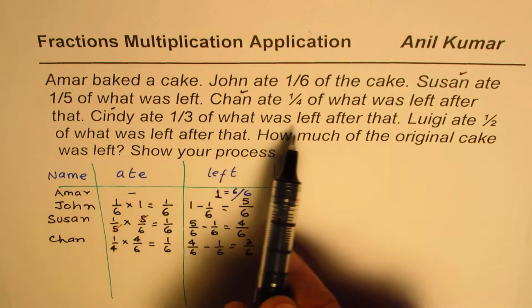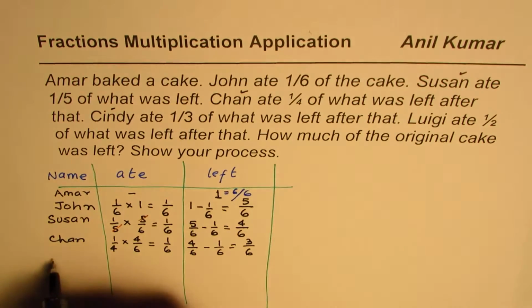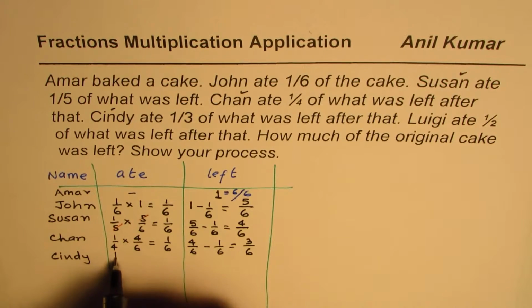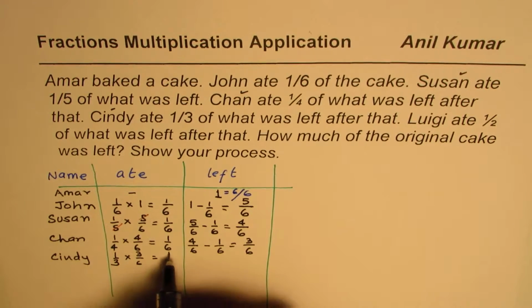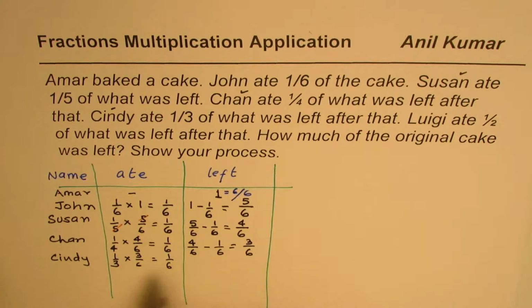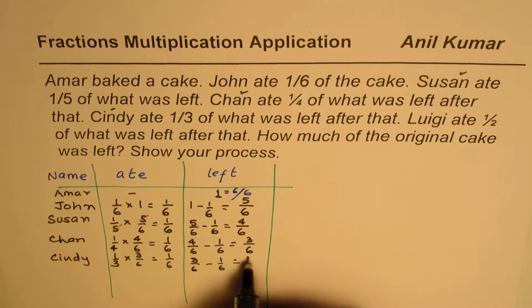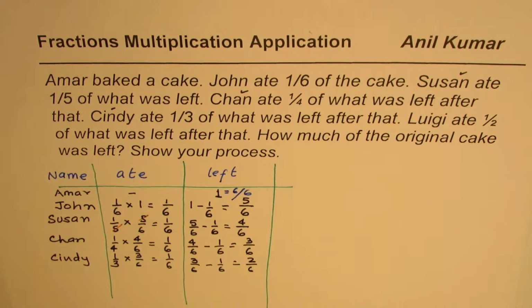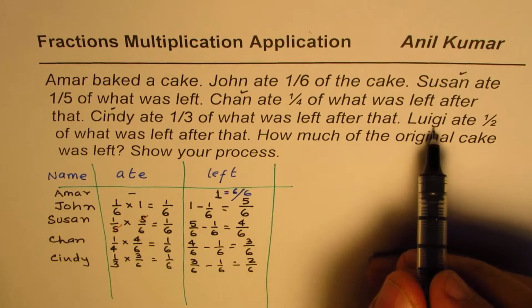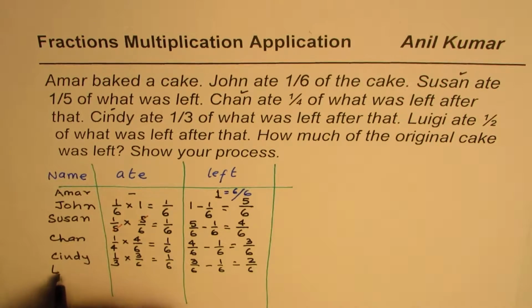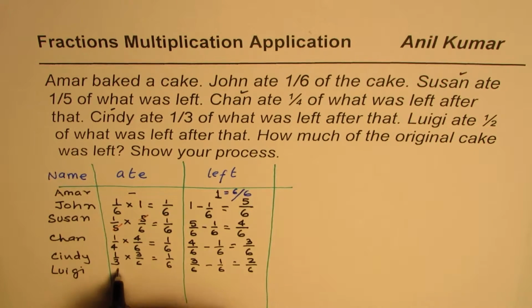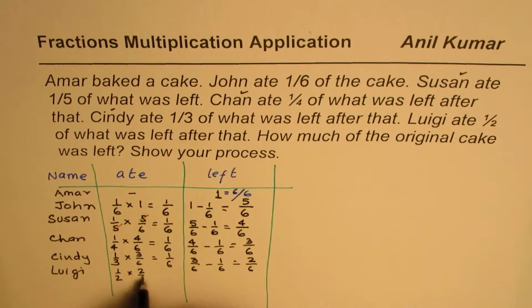Cindy ate 1/3 of what was left after that. So Cindy ate 1/3 of 3/6, and 3 and 3 cancel. We are left with 1/6. Very interesting. Now Cindy ate 1/6. Now what is left? It is 3/6 minus 1/6. 3 minus 1 is 2. So we get 2/6. Then Luigi ate half of what was left. So the last person here, Luigi ate half of 2/6. 2 and 2 cancel. We are left with 1/6.